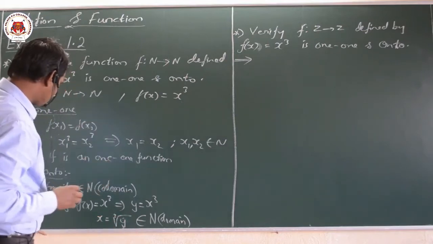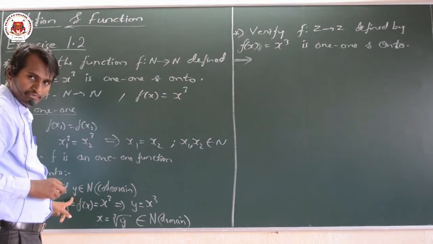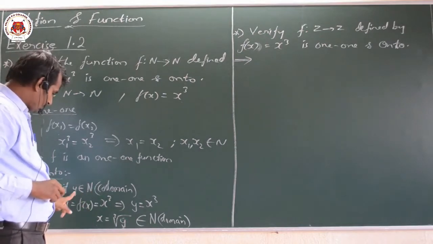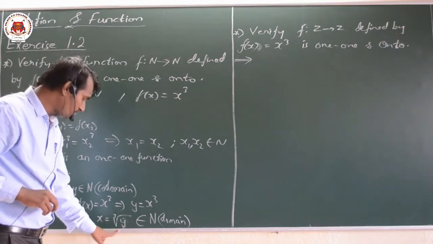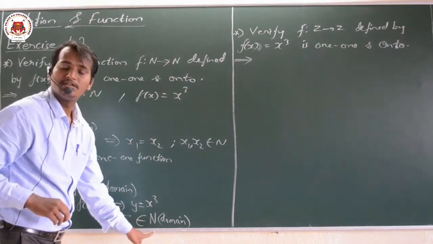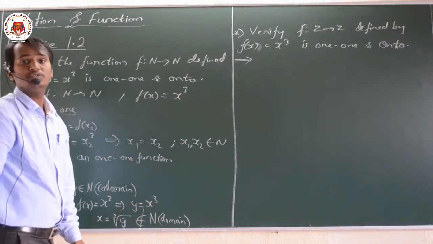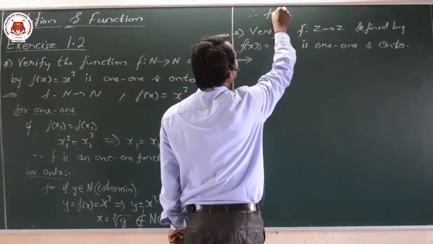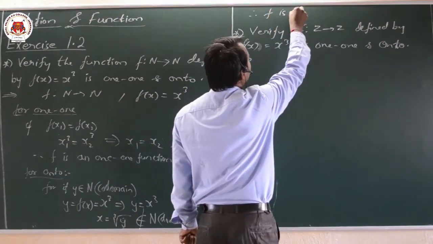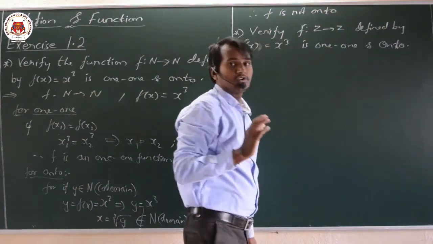How do we verify it? Just take a simple example. For example, let us take y equal to 2. 2 is a natural number. y equal to 2 means x equal to cube root of 2. Is cube root of 2 a natural number? It is not a natural number. So it does not belong to N. Therefore f is not an onto function.